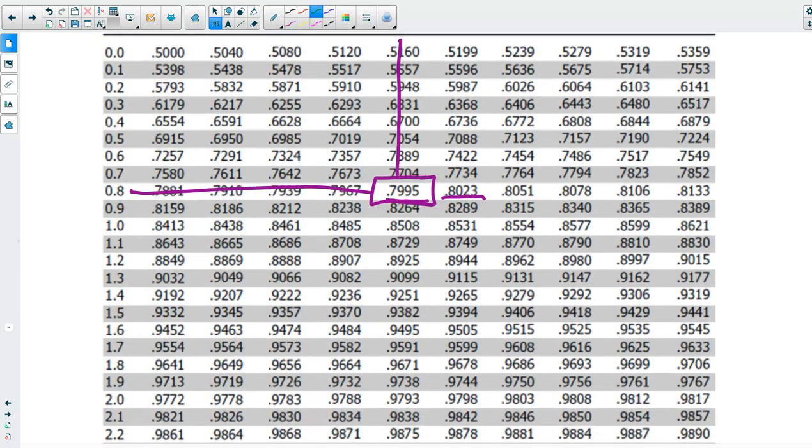Who thinks they have it? Let's see a few more hands thinking they have it. Okay, let's find 0.9 in here.